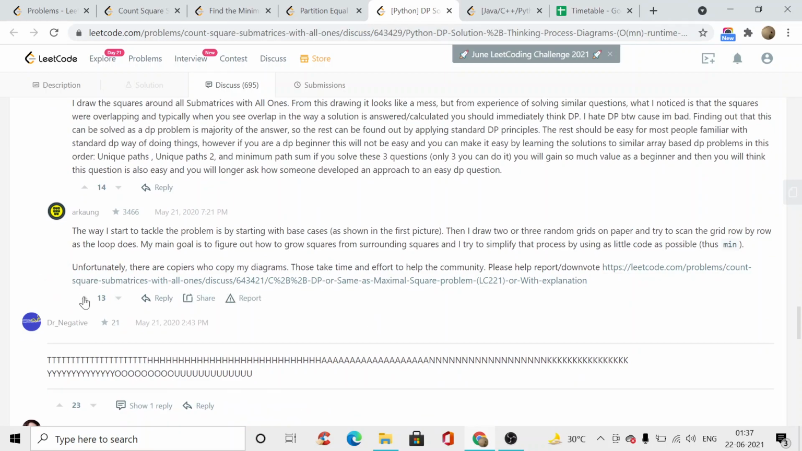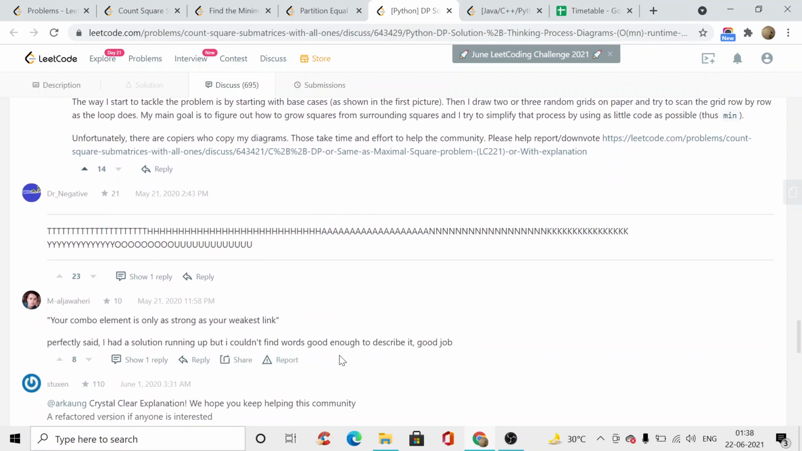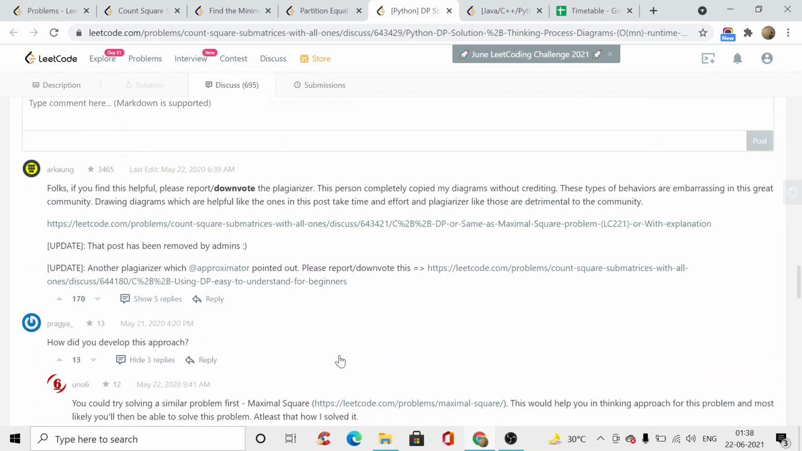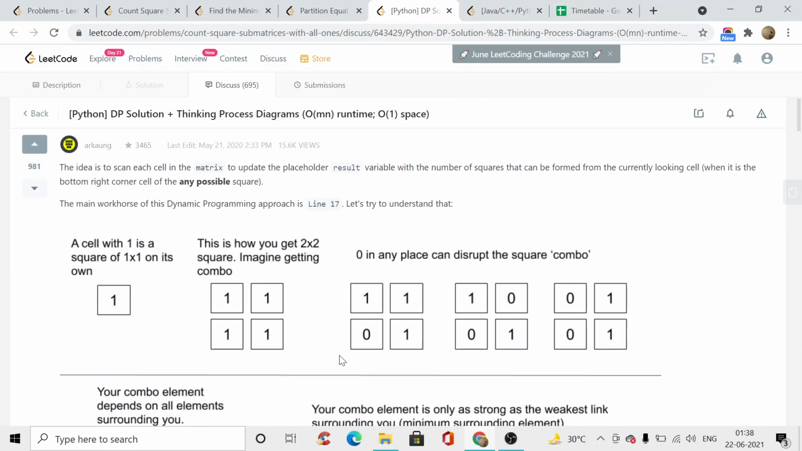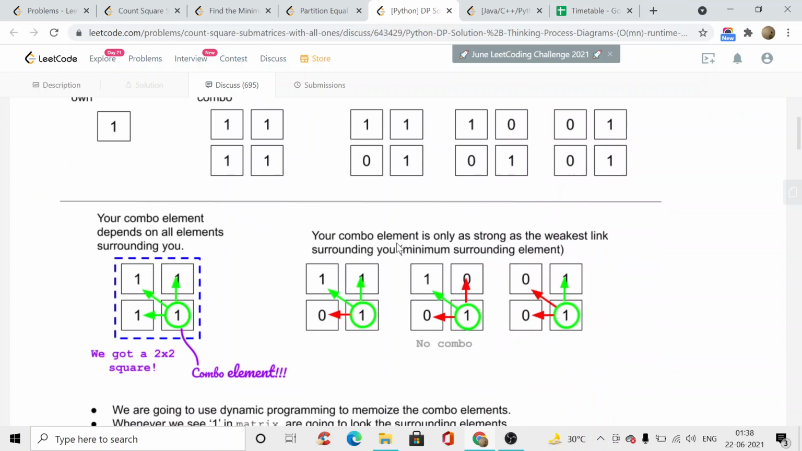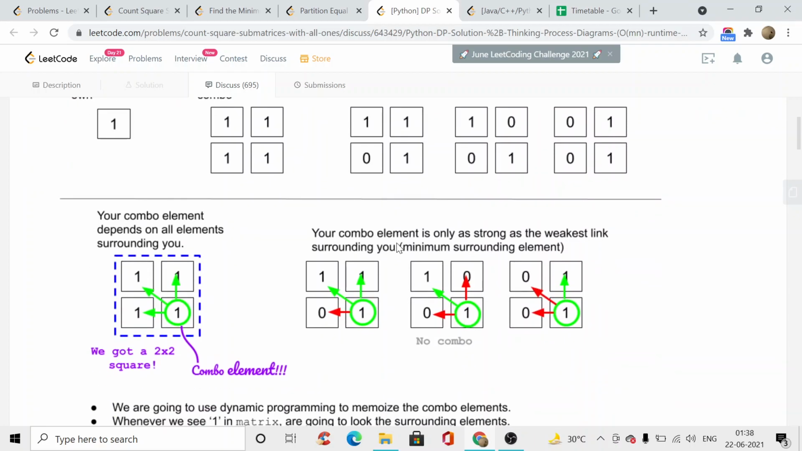This guy is having all sorts of pilgrims and he's reporting everyone. But this is a good solution. I think it didn't strike into my mind.